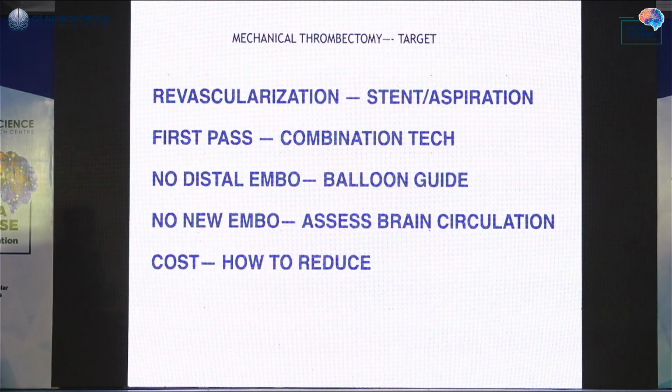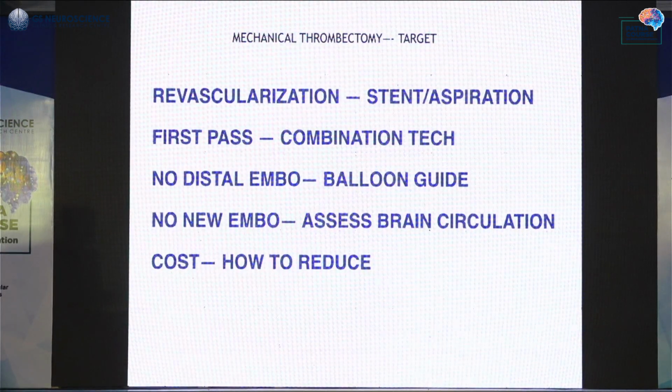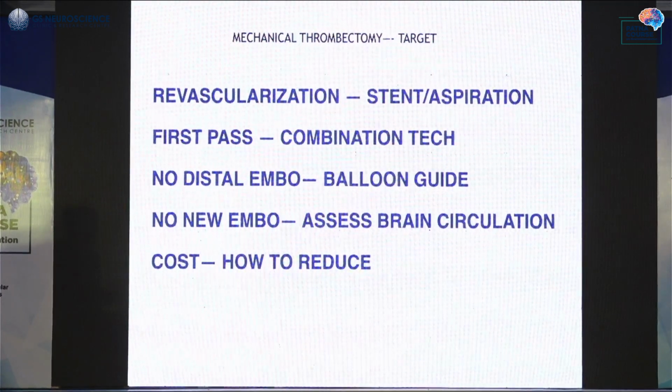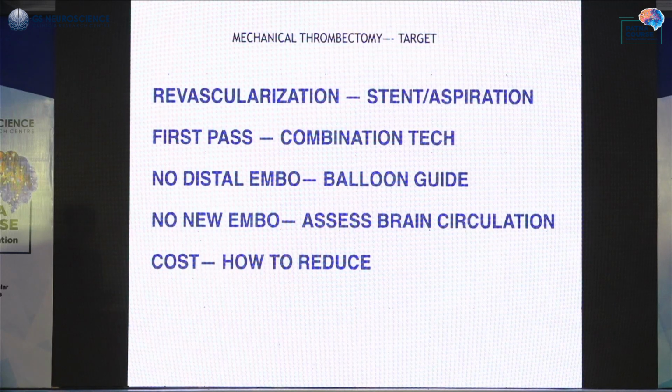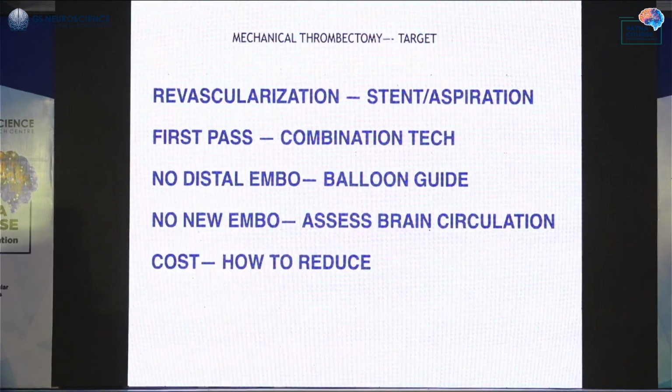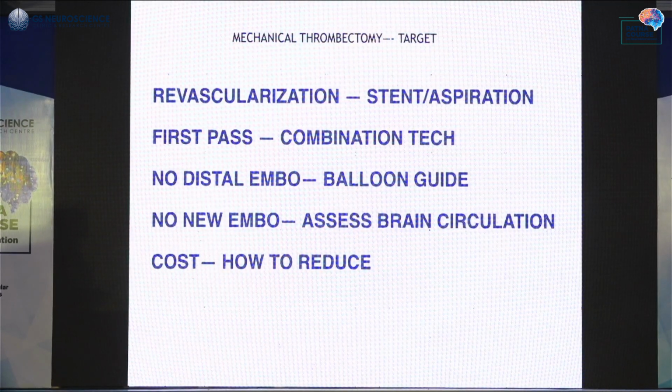Then just opening the blood vessel does not satisfy the results. We have to open up that artery as early as possible. That means the first pass effect. So people started doing combination technique, using stent with aspiration together to improve the first pass effect. And first pass effect is not sufficient if there is some distal embolization. And how to prevent that?